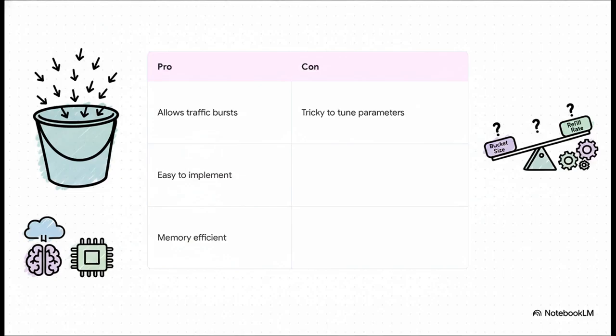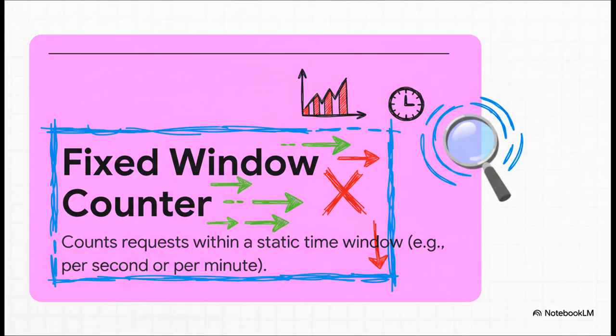Getting that balance just right is a bit of an art. Now, for contrast, let's look at a much simpler algorithm, the fixed window counter. The idea here is dead simple. You just count how many requests show up in a set period of time, like, say, 100 requests per minute. As soon as you hit 100, you just block everything else until the next minute ticks over.